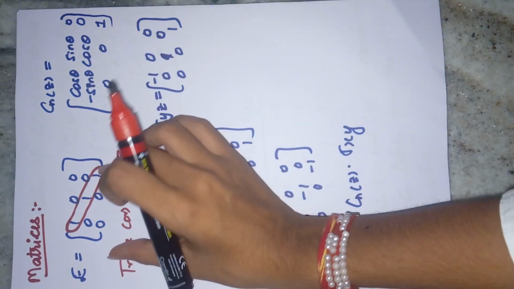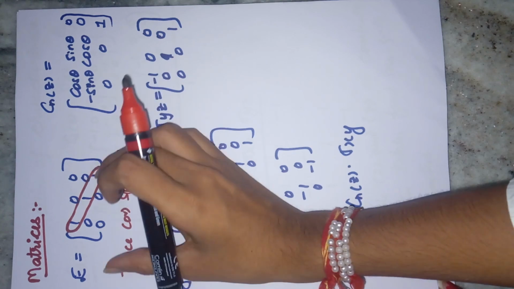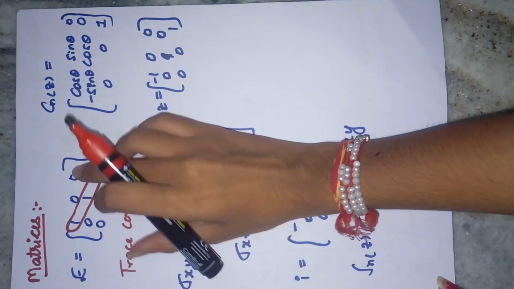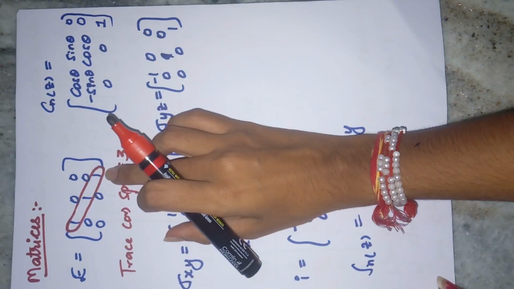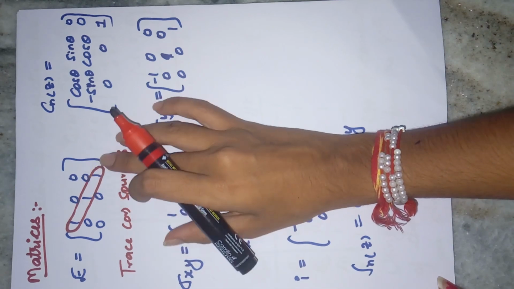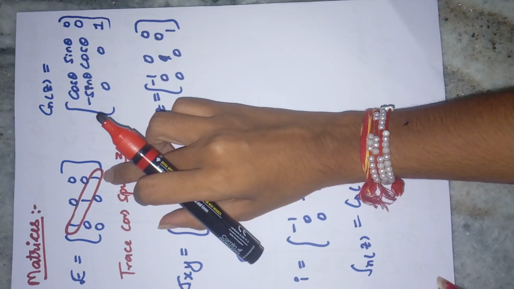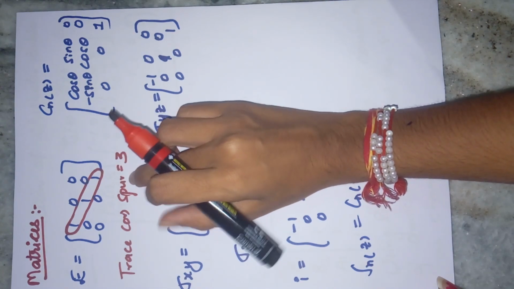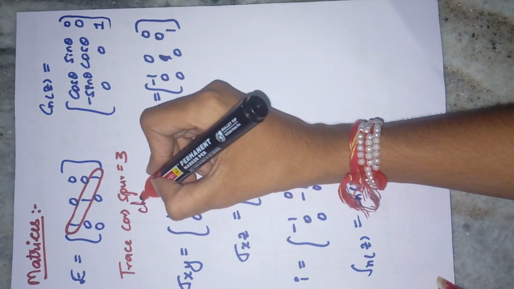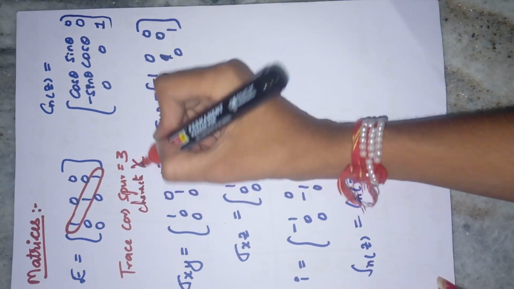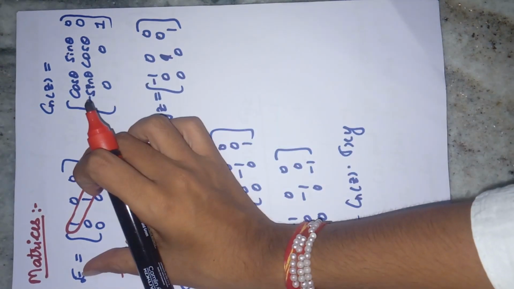Okay, so for the character table, for the E matrix, what is the matrix? 1 0 0, 0 1 0, 0 0 1. Okay, it means everything is symmetric. That's why we are getting 1 along the diagonal. So what is the trace or spur, or I can say character, that is represented by chi, is 3 for E matrix.